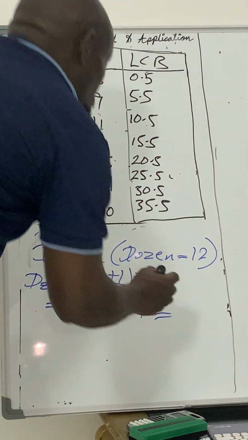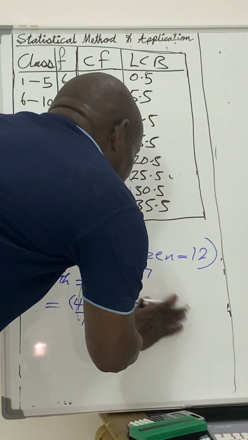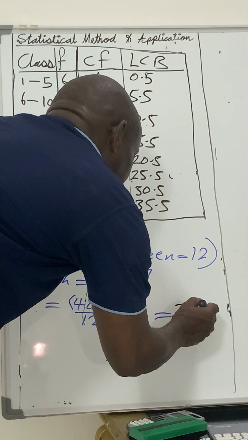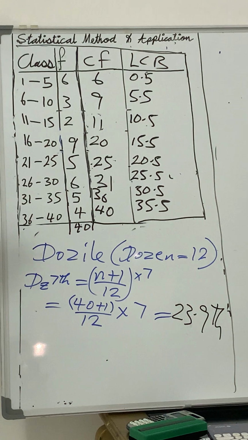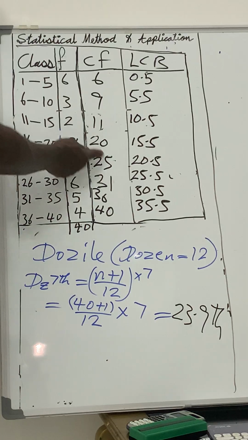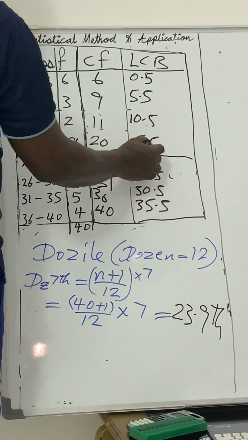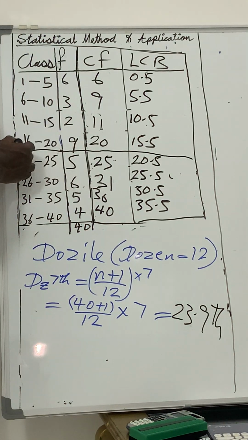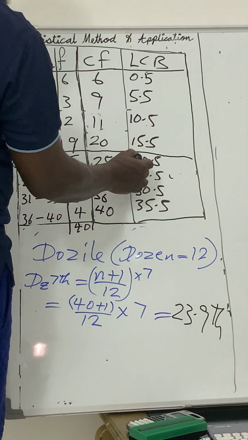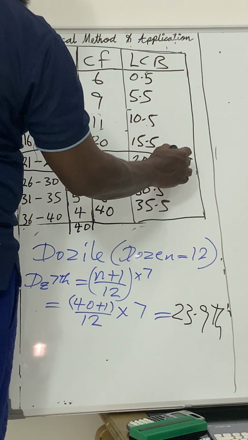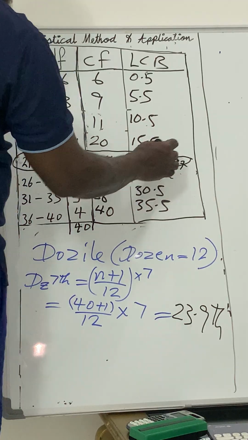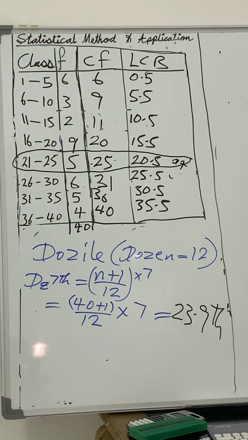If you use the calculator, you get 23.9th position. I always put TH to indicate that we are talking of the position, and I've explained that you always get your position under cumulative frequency. If you trace it here, 20 is not up to 23, so you come under 25, that's where you can get your 23rd. So this is the position of Dozile 7, D7.